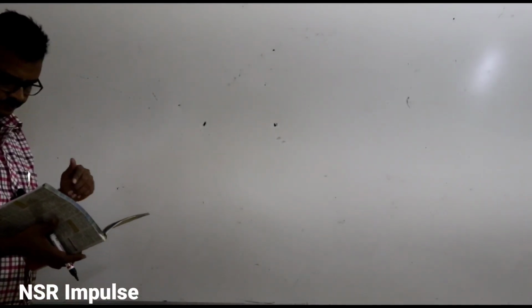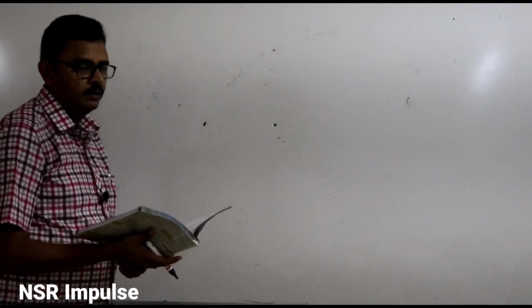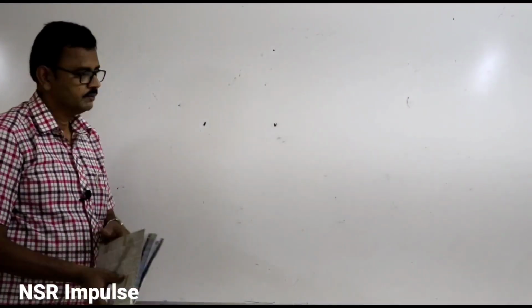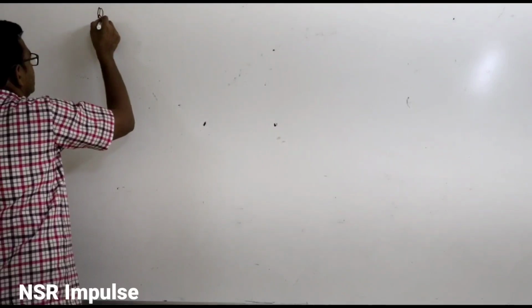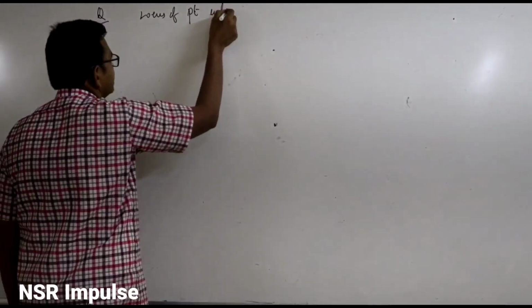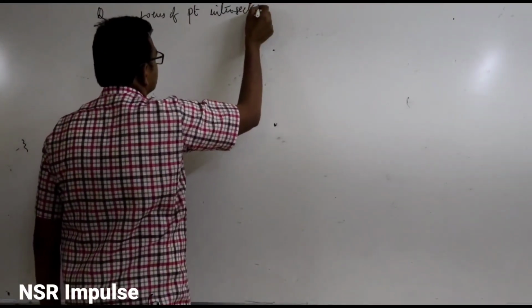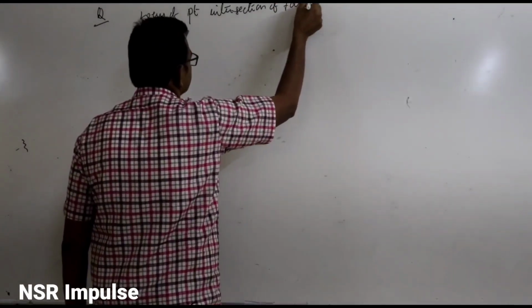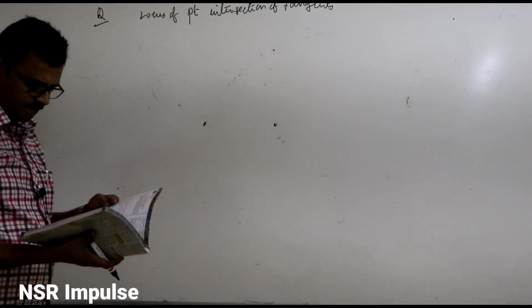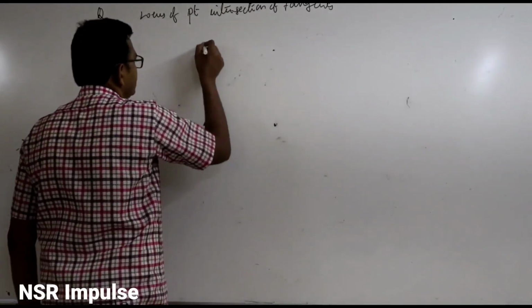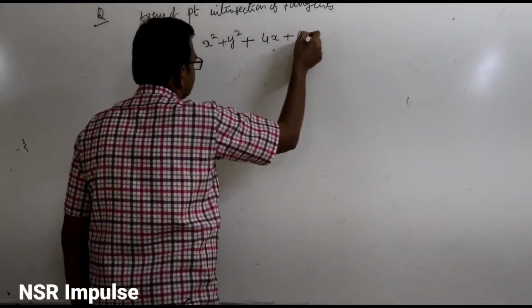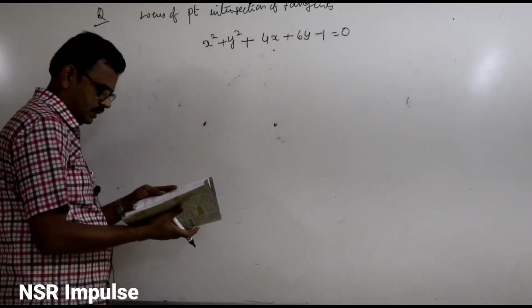Next problem. The locus of the point of intersection of tangents to the circle x square plus y square plus 4x plus 6y minus 1 is equal to 0.